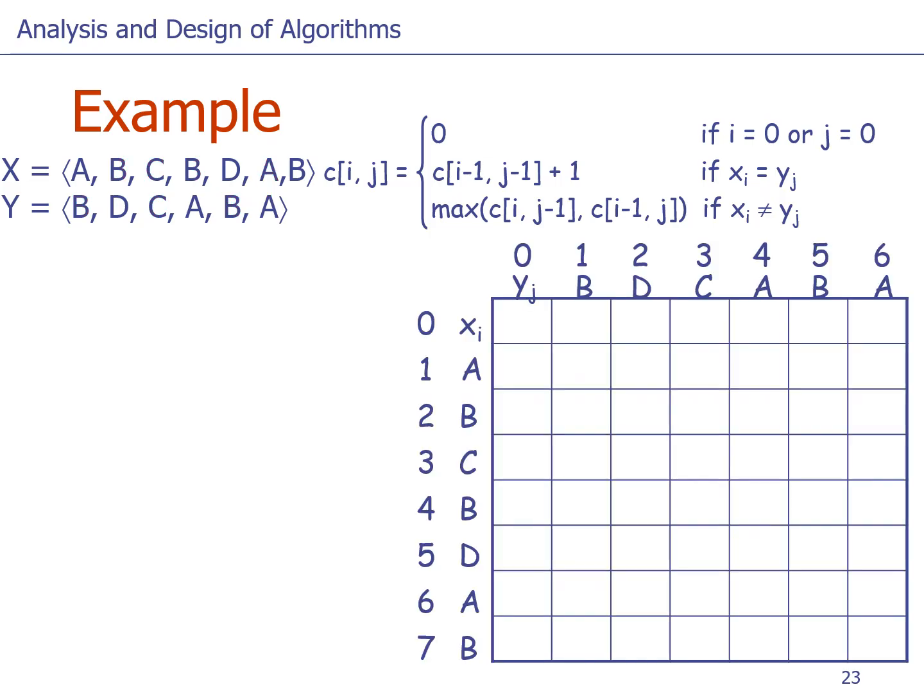So this is my DP table that I'm going to fill. I've already explained that I'm going to work with the letters one by one from each sequence. So you see at the top, I've changed the order from last time. I have the Y, so the B, D, C, A, B, A, and on the y-axis, I have the X, which is A, B, C, B, D, A, B. I'm listing them like this.